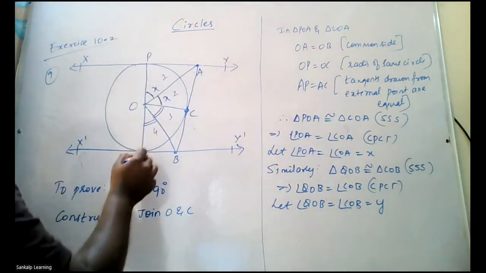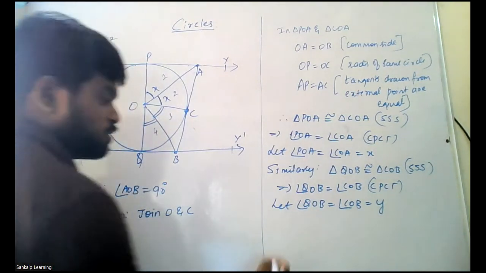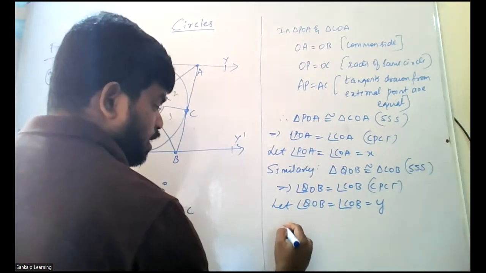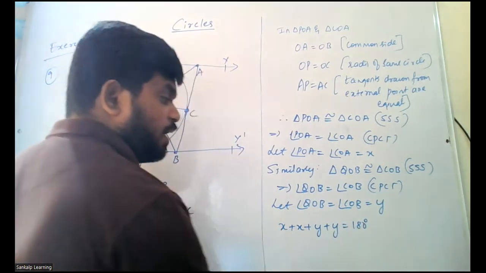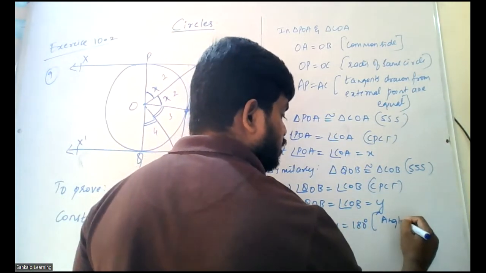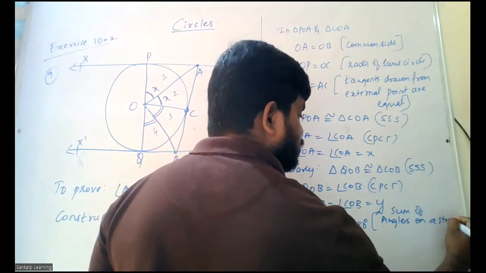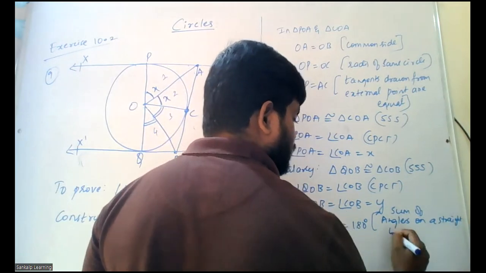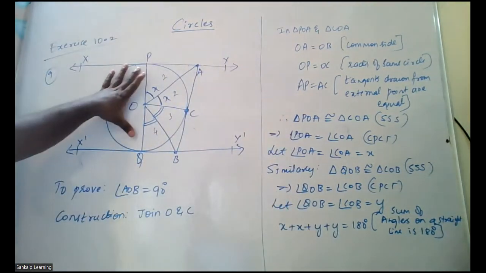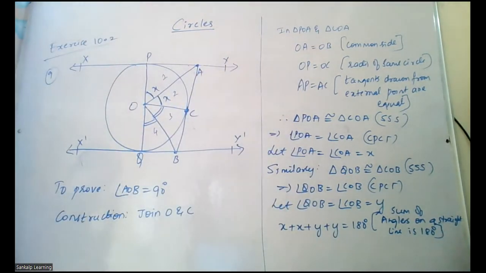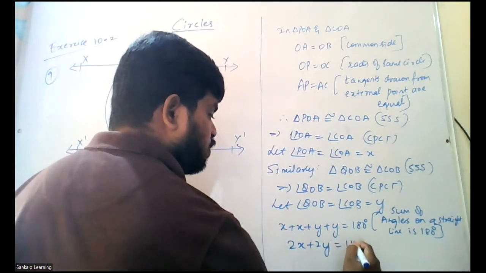It's a straight line. If I add all the angles, it will be equal to 180 degree. So, angle X plus Y is equal to 180 degree. Why? What is the reason? Sum of angles on a straight line is 180 degree. If you add all the angles on a straight line, it will be equal to 180. So therefore, what do we get? X plus x is 2x, y plus y is 2y, equal to 180.